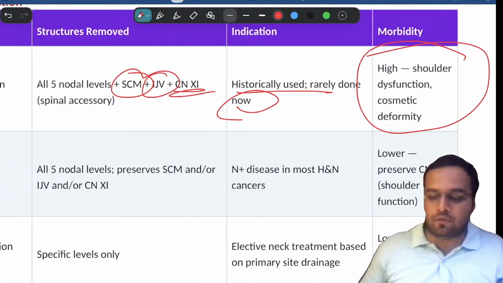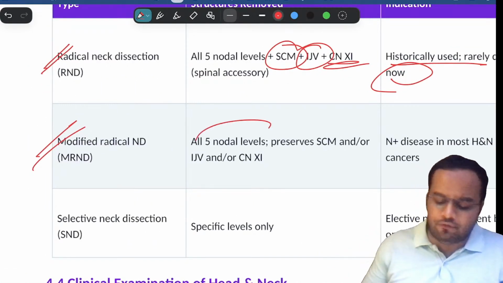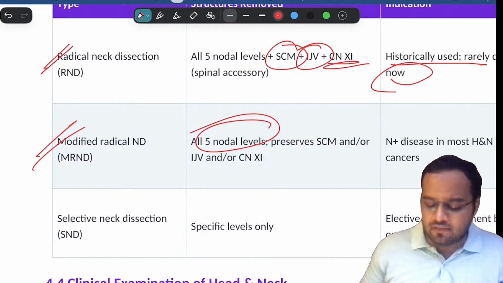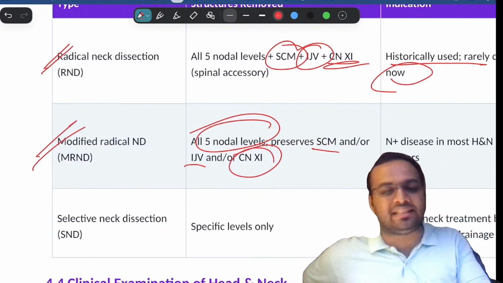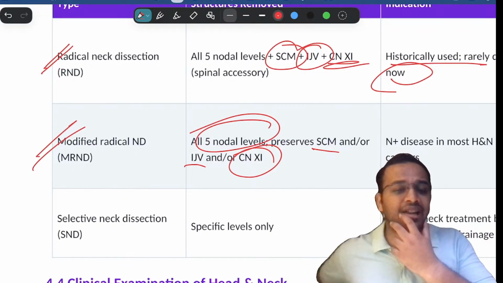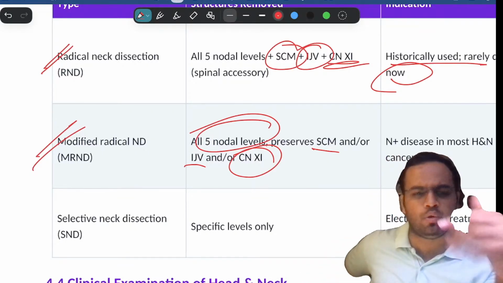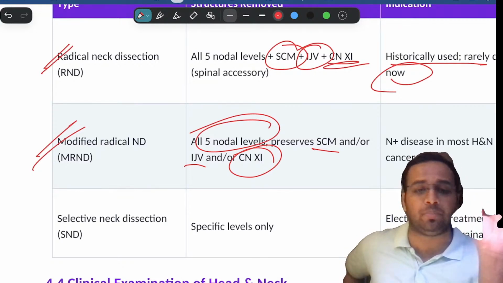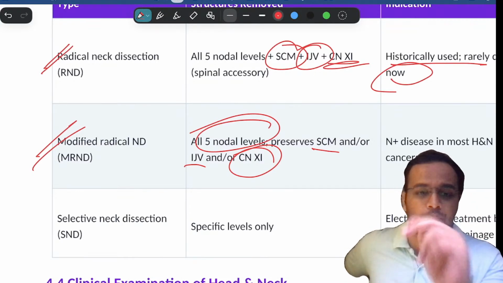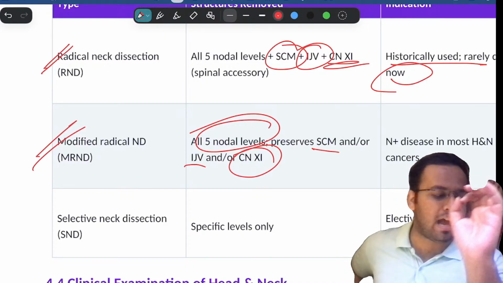So nowadays what we follow is called an MRND. So what is MRND? All the 5 levels of lymph nodes are removed, but we can preserve either 1, 2 or all 3 structures: SCM, spinal accessory nerve and IJV. Based on what is preserved, they named them types 1, 2 and 3. Nowadays that concept is obsolete. They used to say that type 1 is when you preserve the accessory nerve, type 2 when you preserve 2 structures, and type 3 when you preserve the 3 structures. Not important to know. Nowadays it is obsolete.